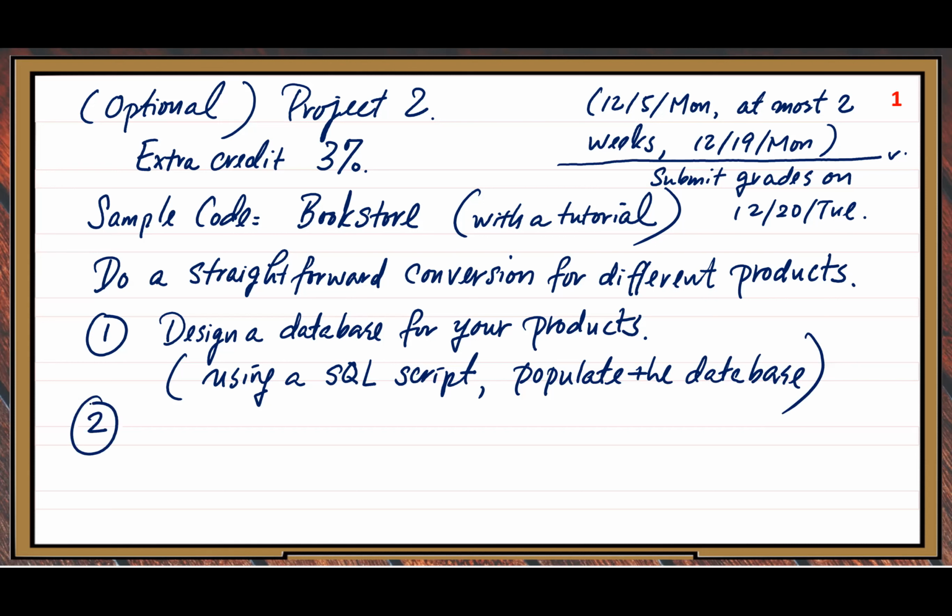All right. Second, create a Java Bean for your products. Because when you switch from BookBean, in our bookstore example, we use BookBean to store individual book information. But here, you need to store your individual product information. So use your own Java Bean for your products.